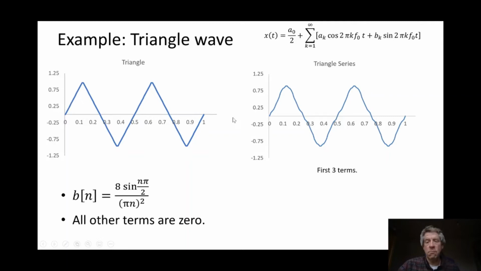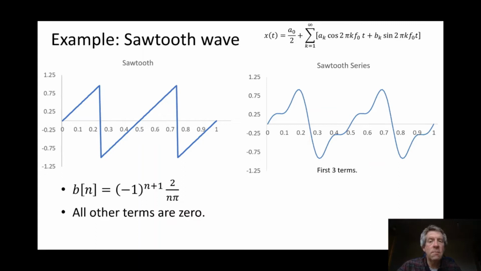Sawtooth wave, same sort of idea. Here are the coefficients, all the A terms are 0. And we just have this series of B terms.